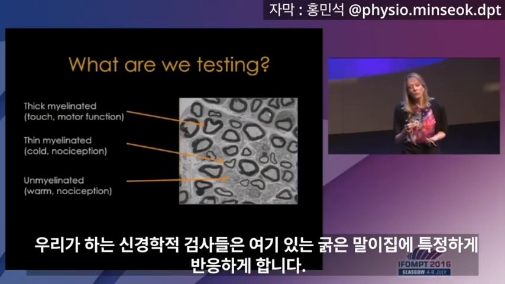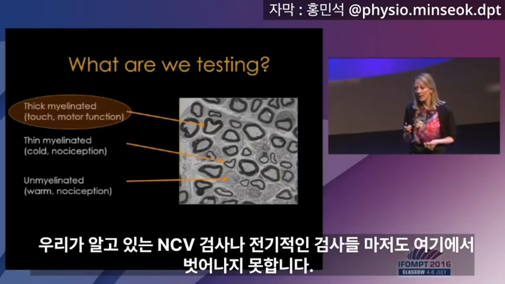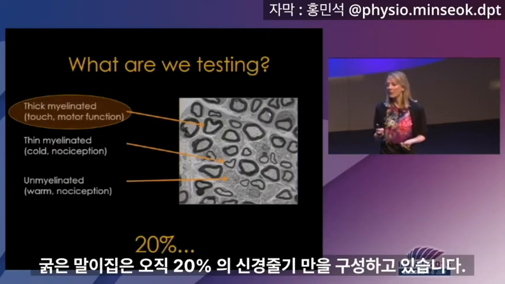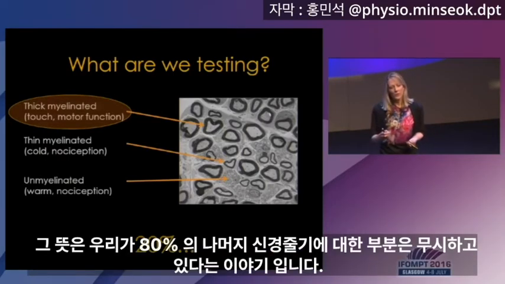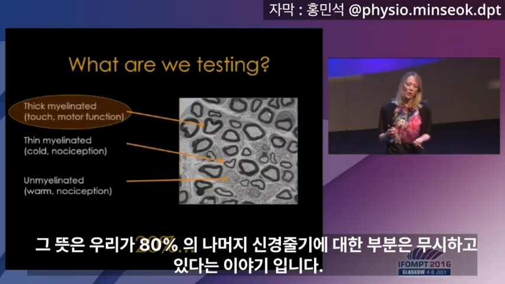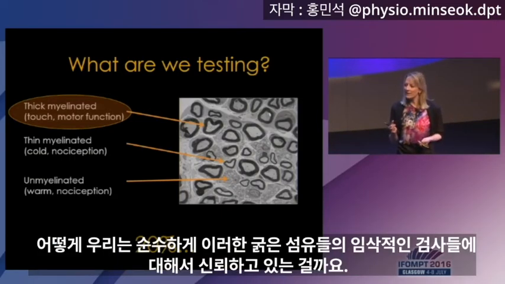Now, when we do our standard bedside neurological examination, we exclusively test this thick myelinated fiber population. Even the standard electrodiagnostic tests do not test anything other than the thick myelinated fibers. Of note, the thick myelinated fibers only make up 20% of a nerve trunk. So that basically means that we might be neglecting 80% of a nerve trunk when relying on these tests. Now, how does it come that we are relying purely on these large fiber tests in clinics?